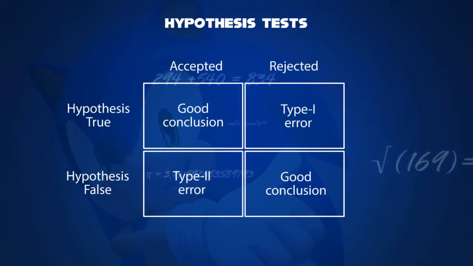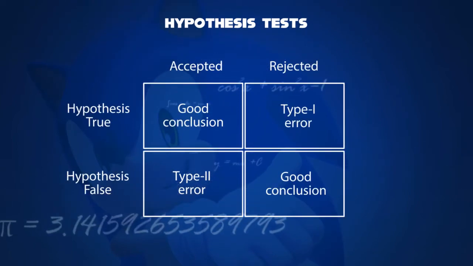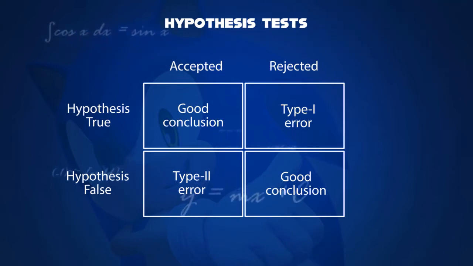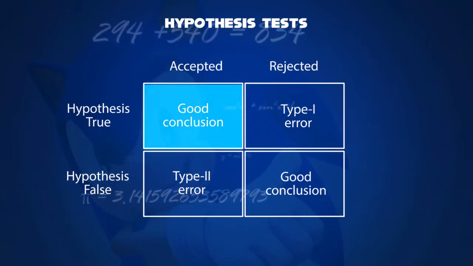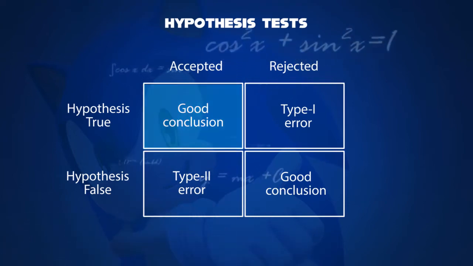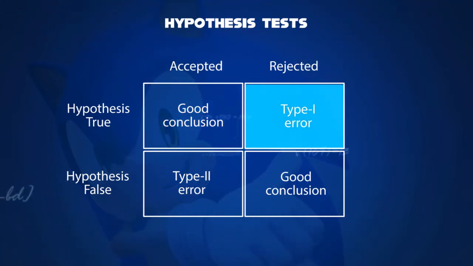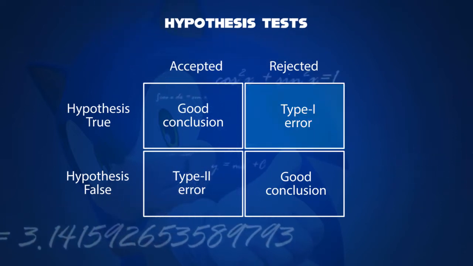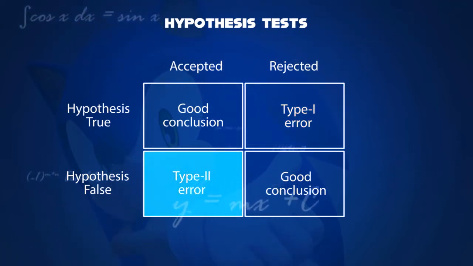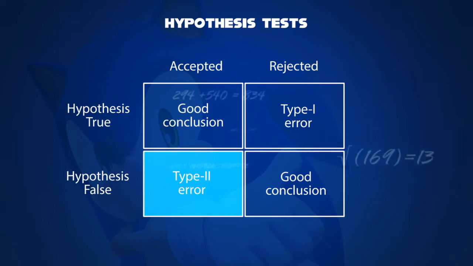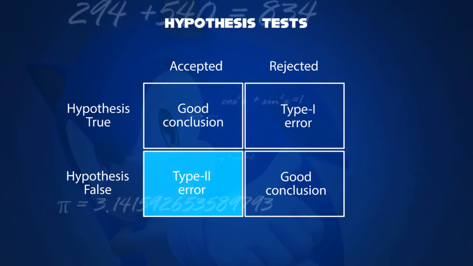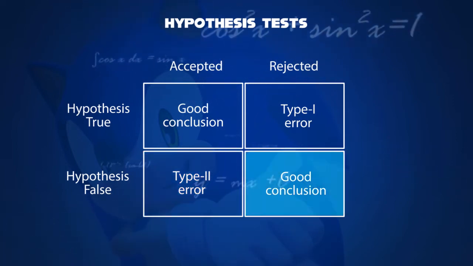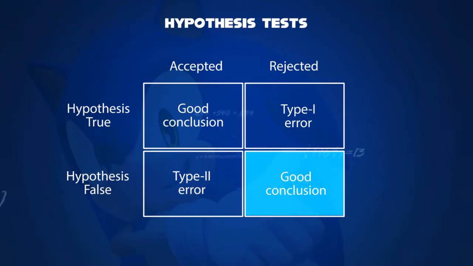In statistical hypothesis testing, there are two types of errors. What you have seen are the four possible choices. If the hypothesis is true and is accepted, this is a good conclusion. If the hypothesis is true and is mistakenly rejected, we obtain a type 1 error. Conversely, if the hypothesis is false and is mistakenly accepted, we obtain a type 2 error. If the hypothesis is false and is rejected, this is another good conclusion.